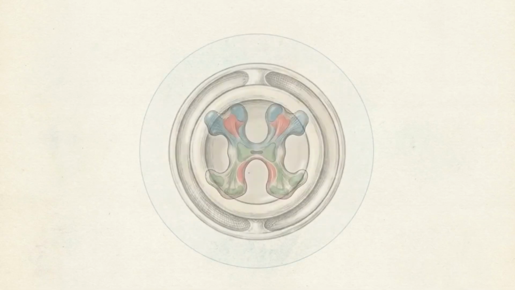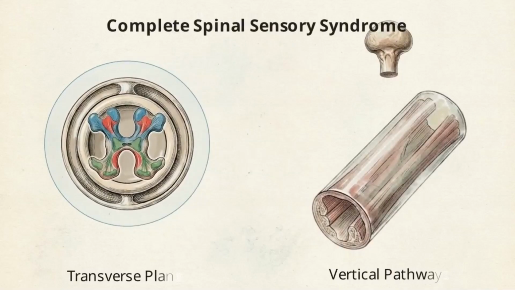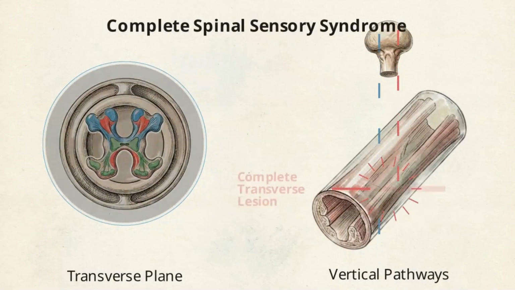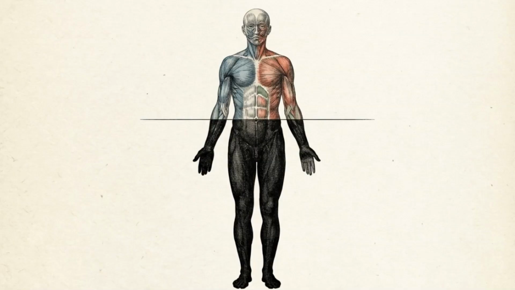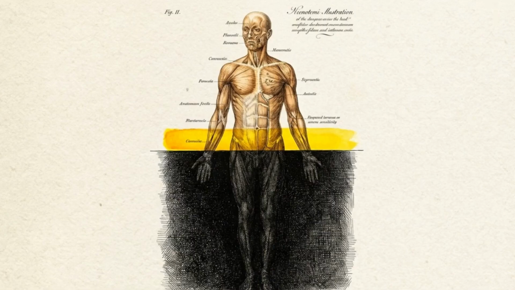Now we apply the most catastrophic geometric lesion, a complete horizontal severing of the cord. All ascending and descending vertical pathways are instantly cut off. This is known as complete spinal sensory syndrome. The result is the total abolition of all motor control and all forms of sensation below the level of the lesion. Quite often, patients experience a narrow band of hyperesthesia, or extreme sensitivity, right at the upper margin of the damage.